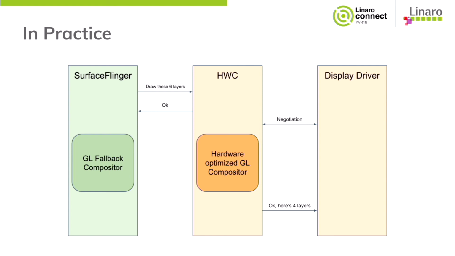And so when Surface Flinger says, here's 6 layers, can you draw that? It says, yep, thumbs up, I can do that. And you say, okay, well, here's 18 layers. Yep, I can do that. So it doesn't really follow the original protocol.